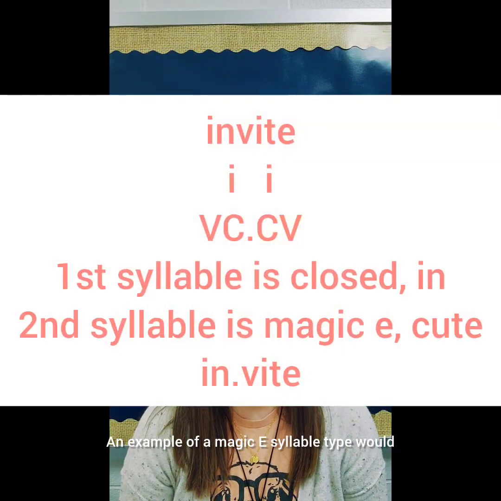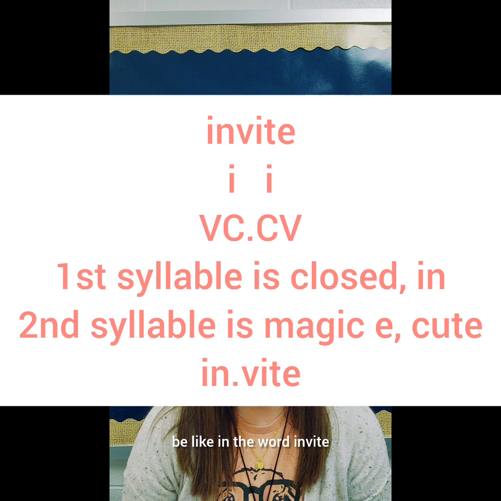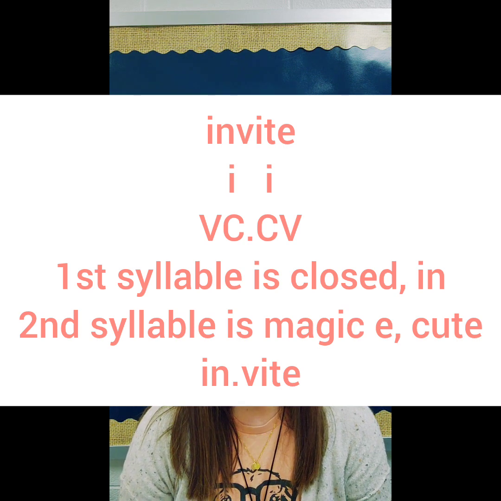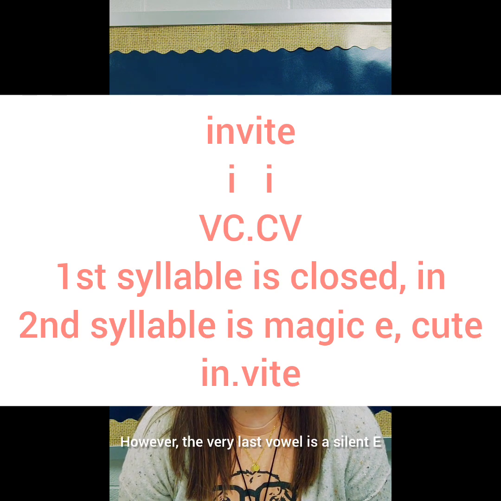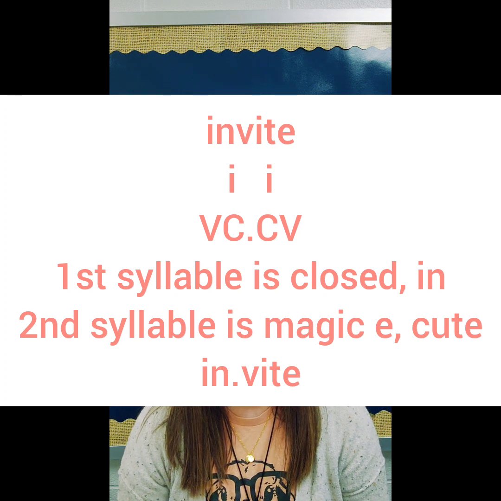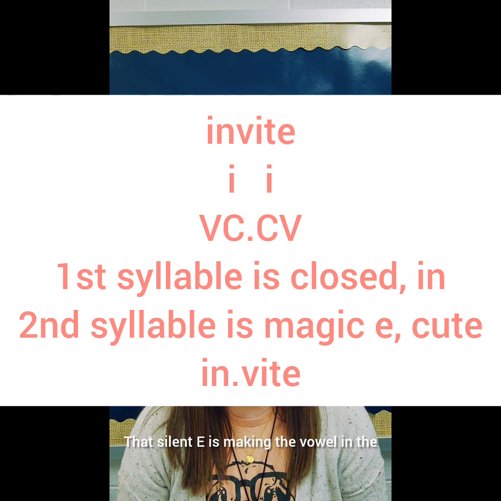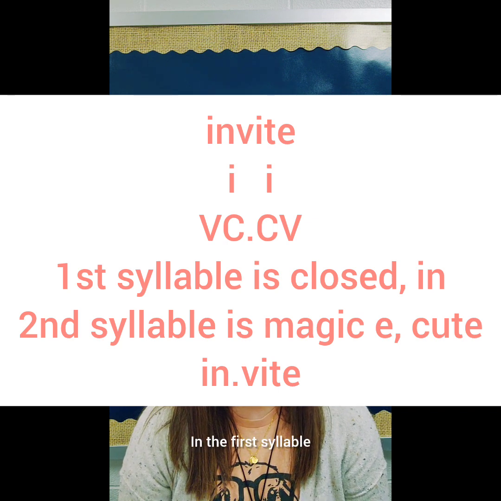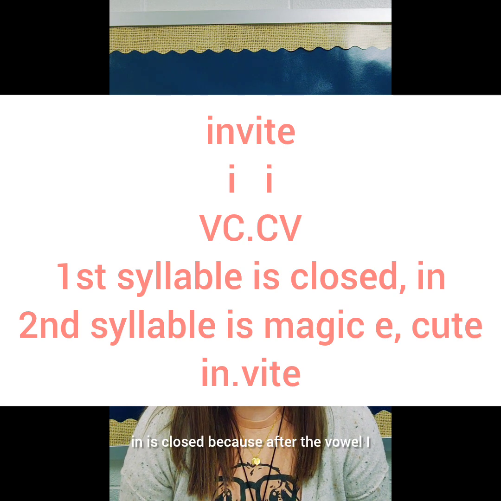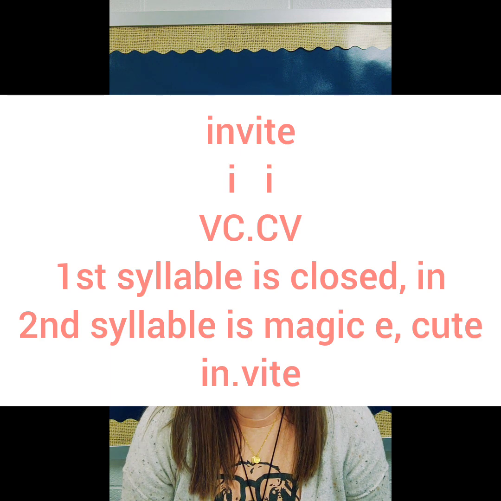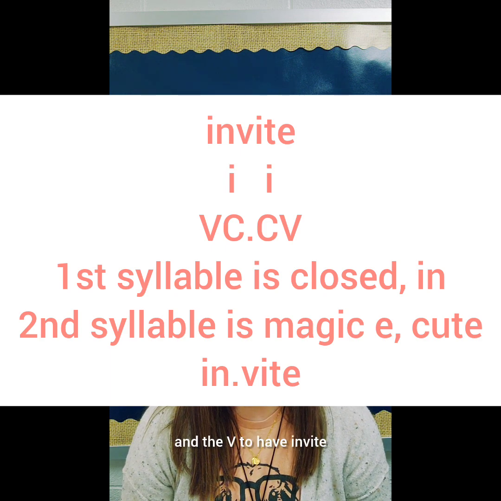An example of a magic E syllable type would be like in the word invite. In the word invite, there are 3 vowels. However, the very last vowel is a silent E that does not have a sound. That silent E is making the vowel in the second syllable say its name, vite. In the first syllable, in is closed because after the vowel I, we have 2 consonants following it, so you would divide between the N and the V to have in-vite.